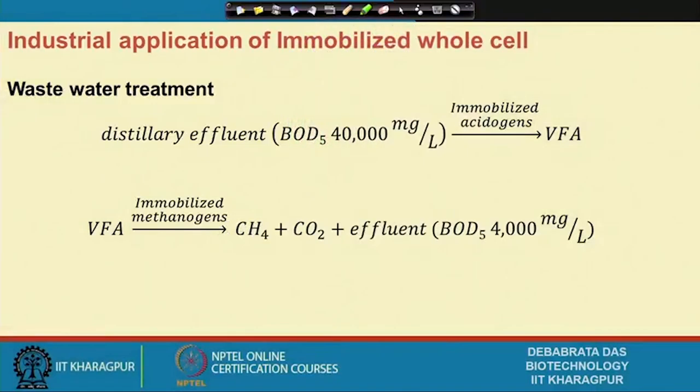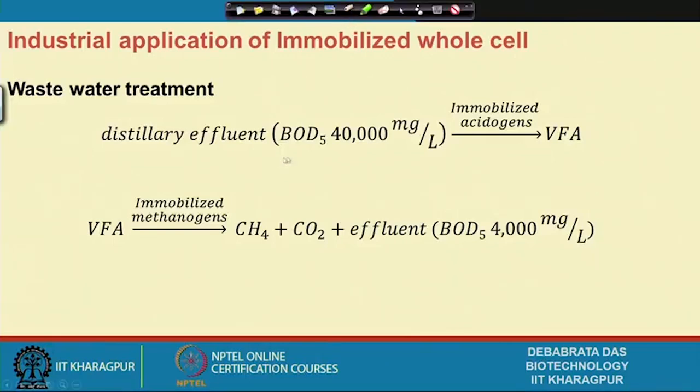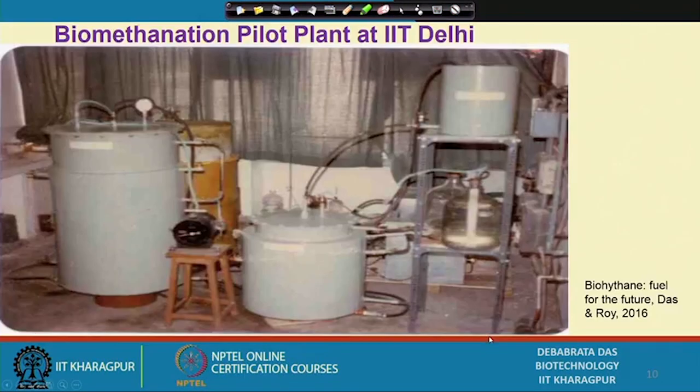The distillery effluent initially has a very high BOD. Initially the BOD was 40,000. This is converted to volatile fatty acids like acetic acid, propionic acid and butyric acid, and these acids are converted to methane and carbon dioxide. So the 40,000 BOD5 is converted to 4,000, a 90% removal of BOD. Now, the experimental setup is like this.